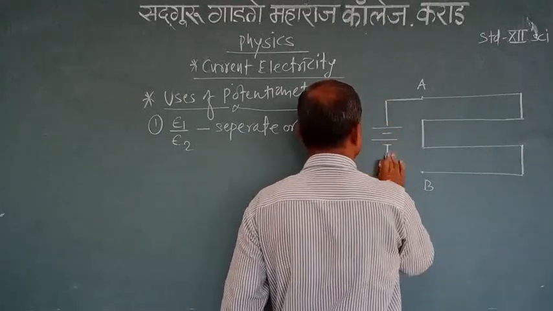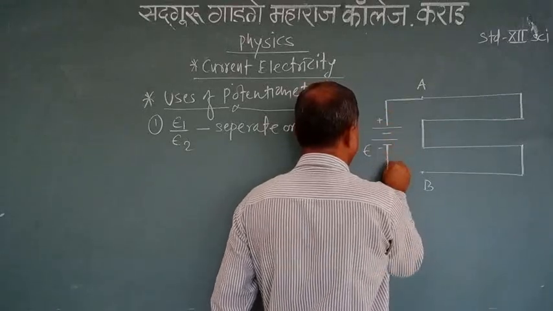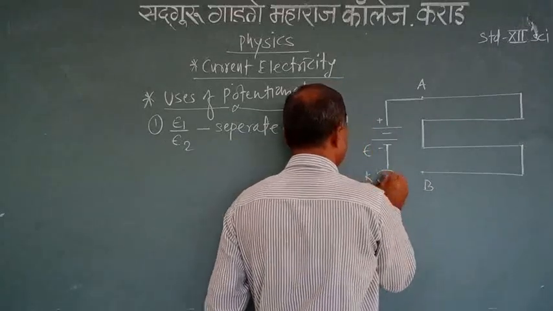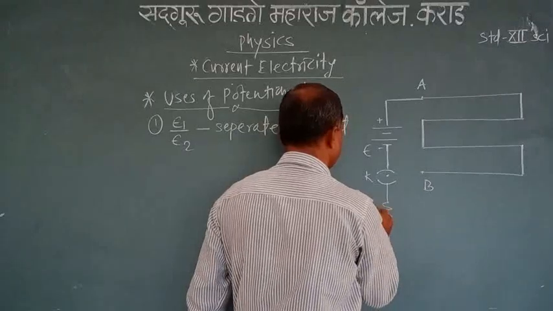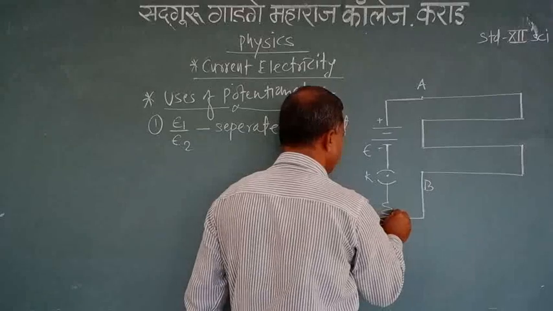This is source of EMF E. This is positive, this is negative. Connected to the key K, connected to the rheostat RH, and end B of wire is connected to the variable terminal of rheostat.